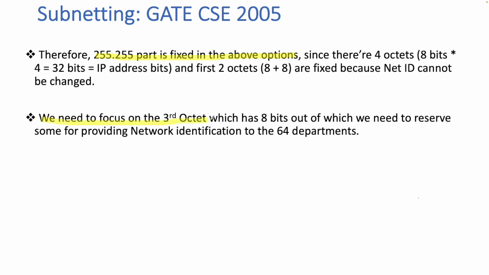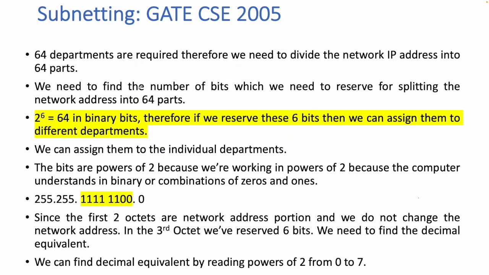Now we need to focus on the third octet, which has 8 bits, out of which we need to reserve some for providing network identification to the 64 departments. So in the third octet, you will fix some of the 8 bits so that you can identify the network for the 64 different departments. So 64 departments are required, therefore we need to divide the network IP address into 64 parts.